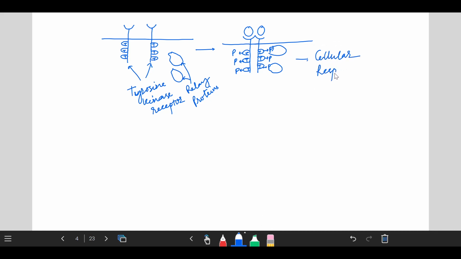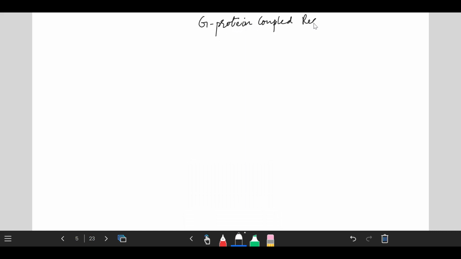Clear to you? Now we will understand another classification, the G protein coupled receptor or linked receptor. Neurotransmitters which are slow in nature act through this channel. It means slow types of neurotransmitters act through this channel.